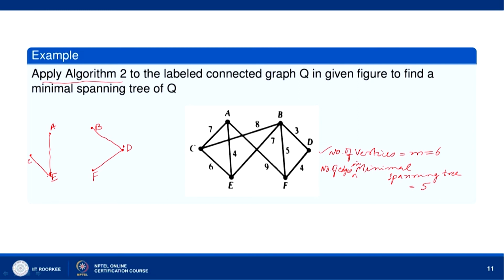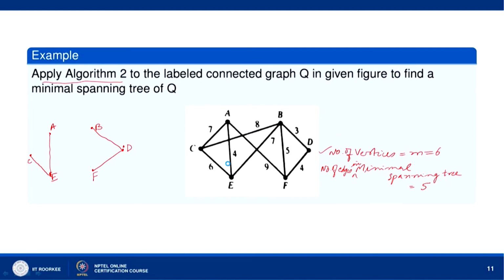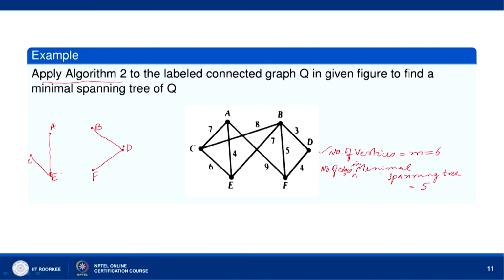Now, we have 4 edges, one more is to be added. Then AC. If we add AC, what happens? If we add AC, it becomes a circuit. So, we will not add AC. And then BE, shall we add BE? BE, we can add. Now, you can see we have 5 edges, 1, 2, 3, 4, 5, and the graph is a tree without any circuits.